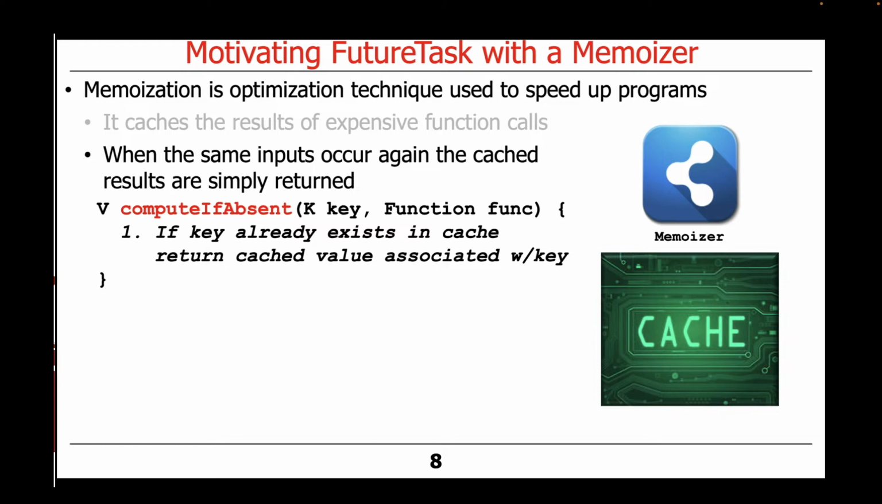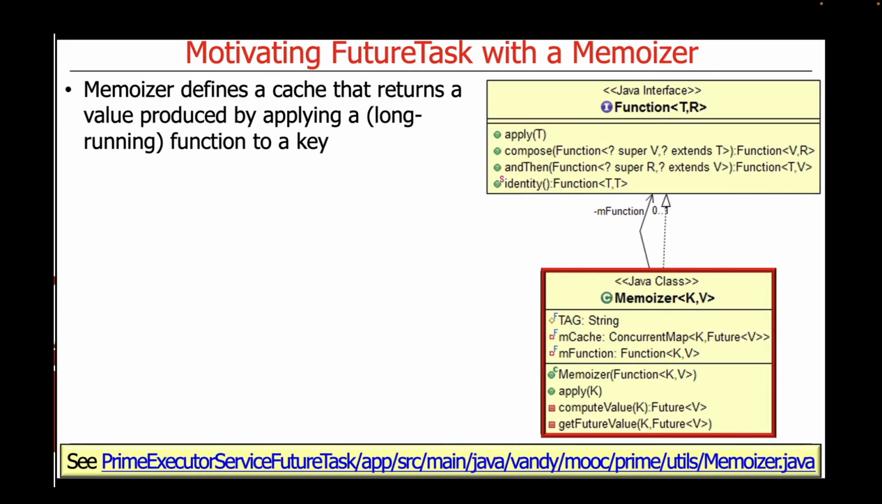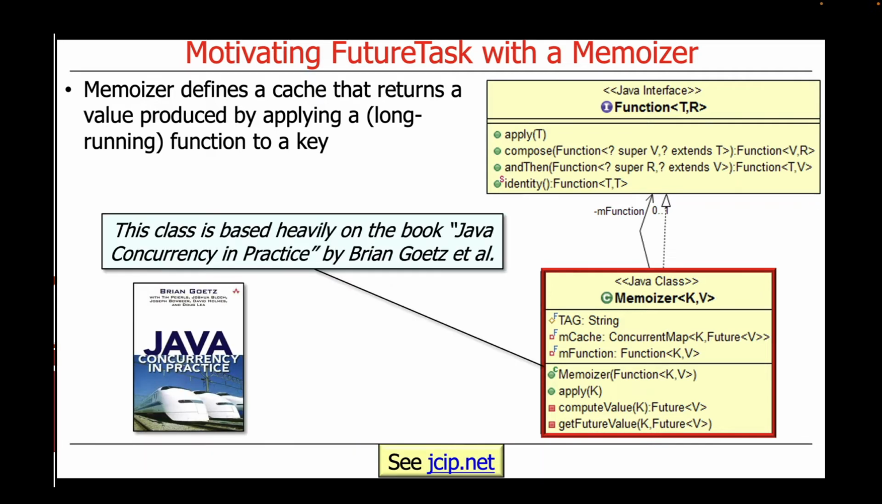But the key point here is that there's a function that's called in order to compute the result. So we're going to define ourselves a class called Memoizer that is going to return the value produced by applying this potentially long-running function to a key. So there's a class we have called Memoizer, and it's going to extend the function interface.